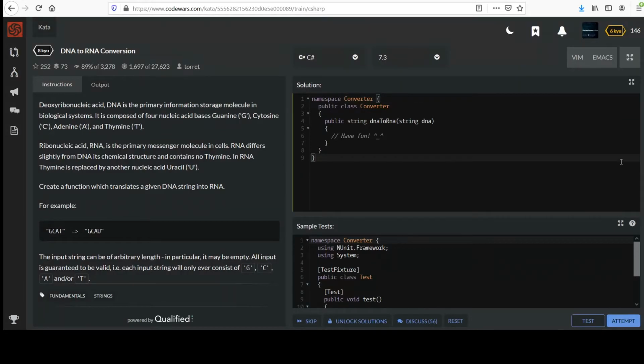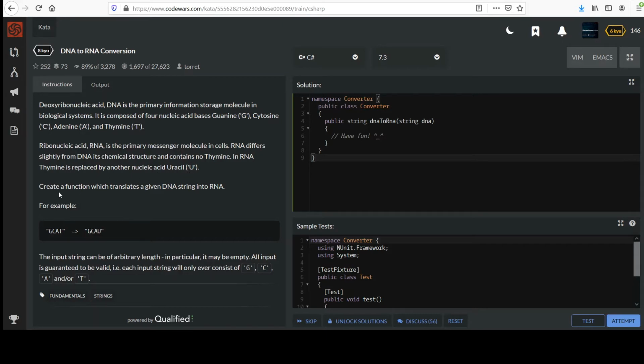The next challenge is called DNA to RNA conversion. Deoxyribonucleic acid, DNA, is the primary information storage molecule in biological systems. It is composed of four nucleic acid bases: guanine, cytosine, adenine, and thymine. Ribonucleic acid, RNA, is the primary messenger molecule in cells. RNA differs slightly from DNA in its chemical structure and contains no thymine. In RNA, thymine is replaced by another nucleic acid, uracil.